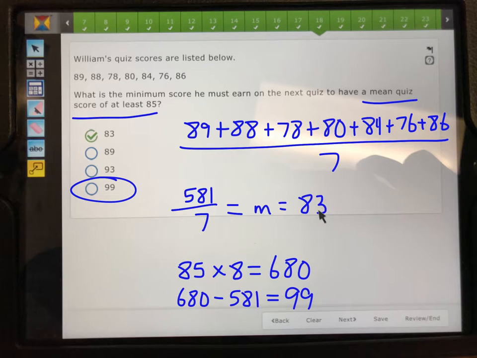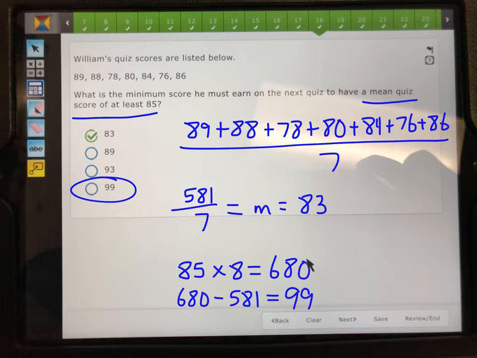Now I need to know if I had one more test and I wanted to have an average of 85, what would I need to add to 581 to get there? So what I did down here is I set up, I need 85 as my mean, and I'm going to have 8 tests. I need to see what my total scores added together would be, and it would be 680.